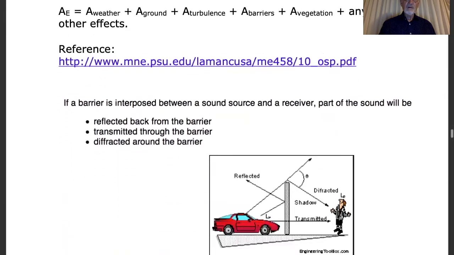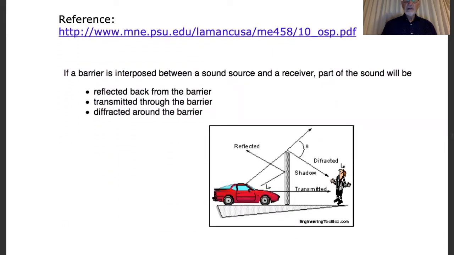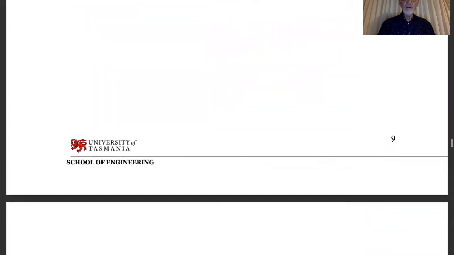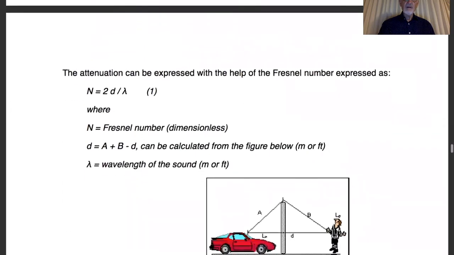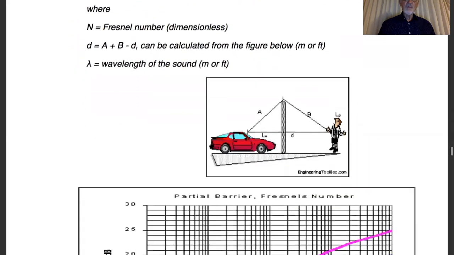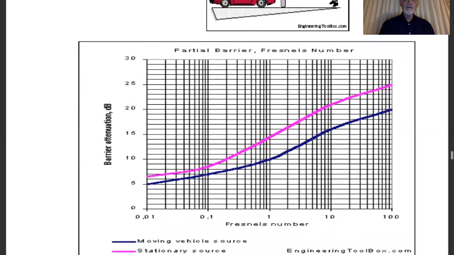So the next thing is to look at the effectiveness of barriers. And again, that's a bit of a problem because sound, as it's a waveform, can be transmitted and it can be reflected and it can be diffracted. So what the listener gets on one side of a barrier is a combination of the three. And there is some calculation you can do based on what's known as the Fresnel number. And I've given you some details there, which you can have a look at.